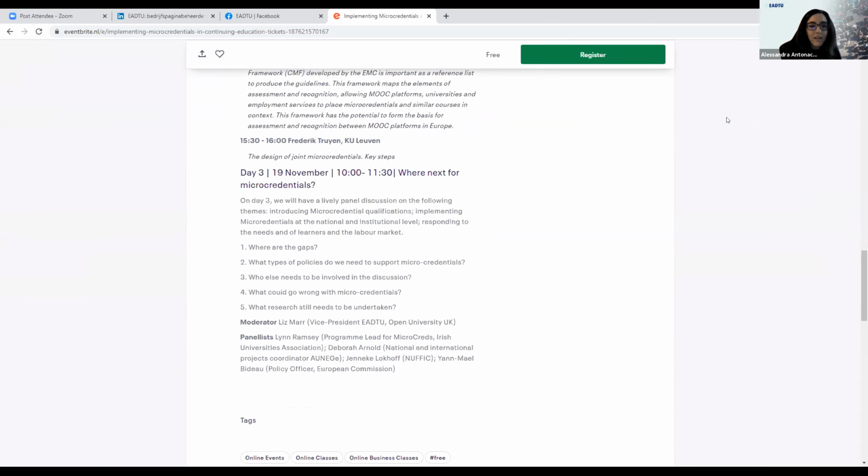The panelists are Lynn, whom you also had the pleasure to hear today, Deborah Arnold from UNEG, Yannick Lokhoff from the Dutch National Agency of Erasmus Plus, called NAFIC, and from the European Commission, I hope I pronounce well, Jan Mel Bidot, if it's French, I don't know. I apologize if I didn't say it correctly. I will learn the right pronunciation. So I hope you enjoy.